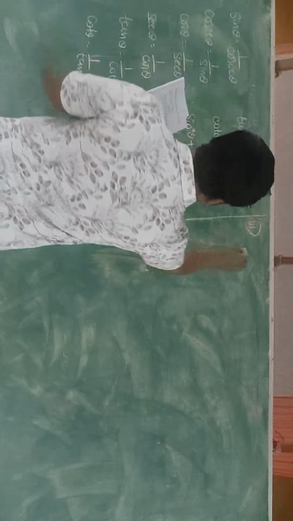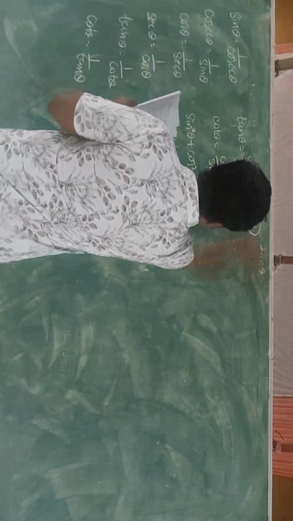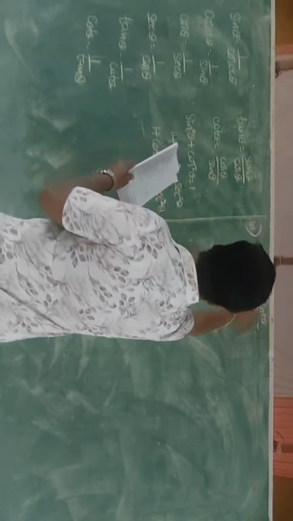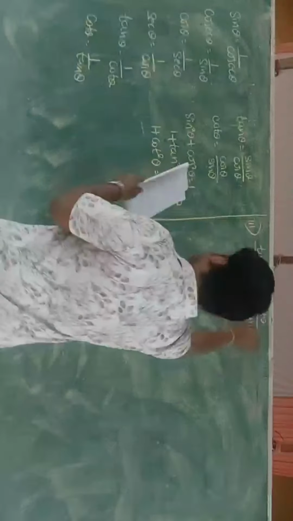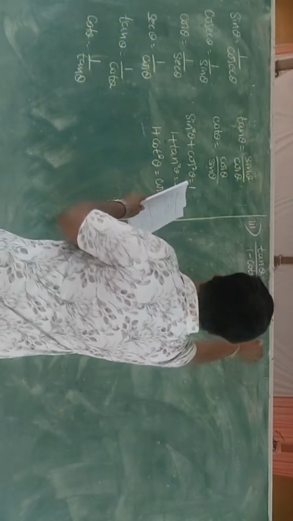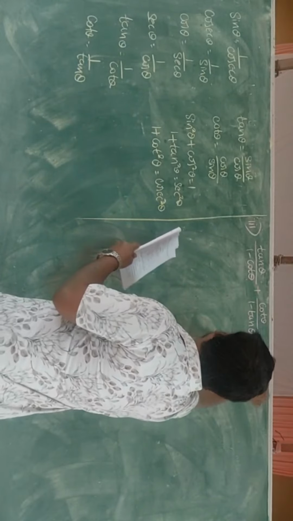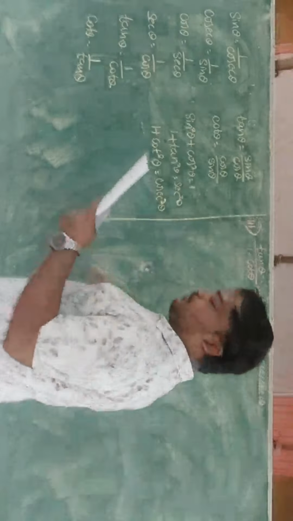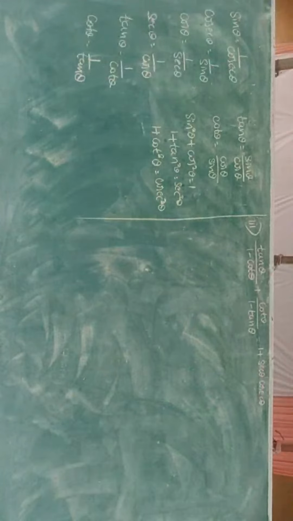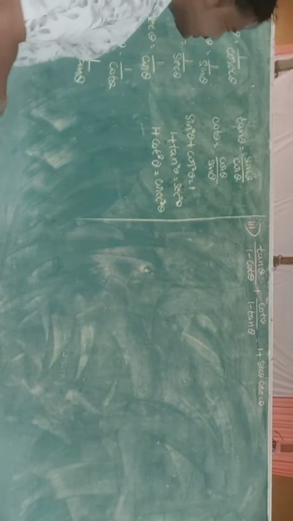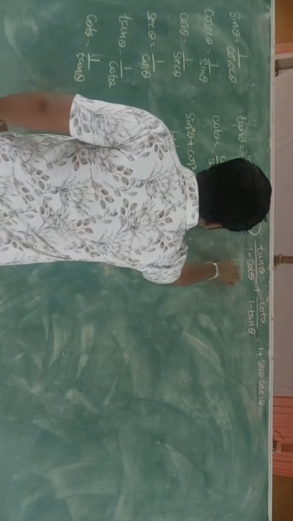Tan theta upon 1 minus cot theta plus cot theta upon 1 minus tan theta is equal to 1 plus sec theta into cosec theta. And what hint have they given? Write the expressions in terms of sin theta and cos theta. So we know that tan theta is nothing but sin theta upon cos theta.